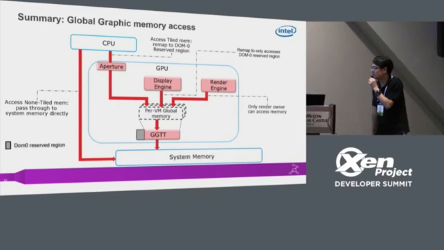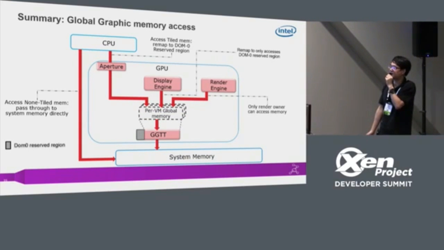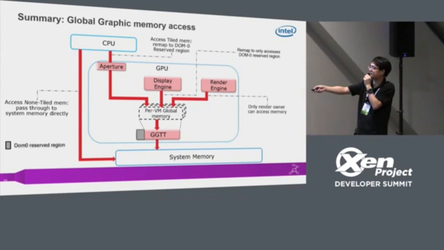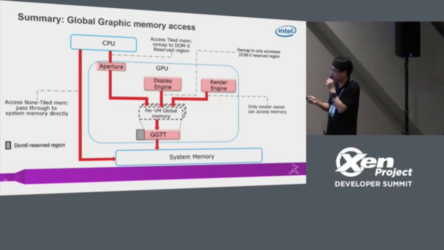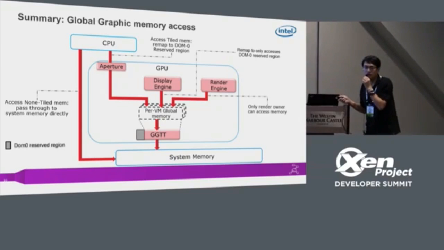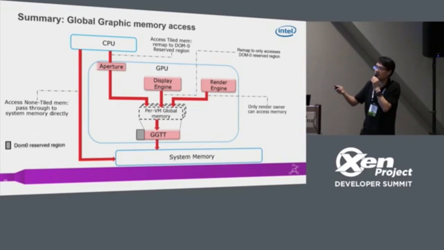So here is a summary. To access the system memories, there are 4 paths and 3 components. Path 1 is the CPU accessing non-tiled memory, and the other 3 paths go to the GTT page tables. We will switch the GTT tables according to the render engine switch, but we will reserve a memory range for the display engine access and the CPU access. So by this stage, we have overcome the issues we had.